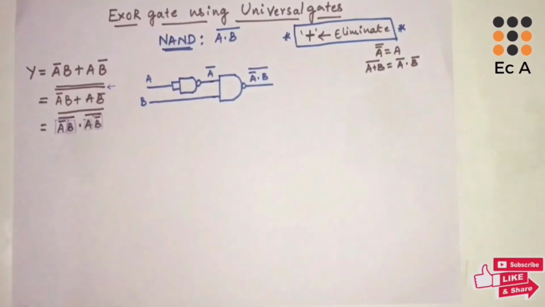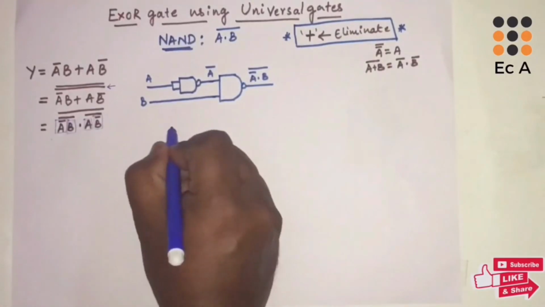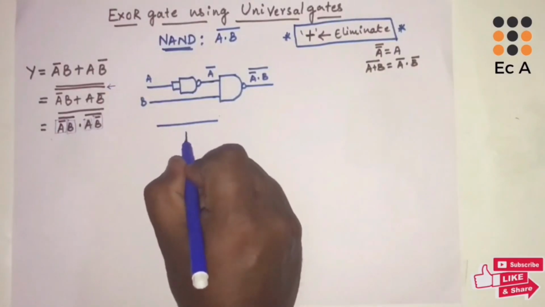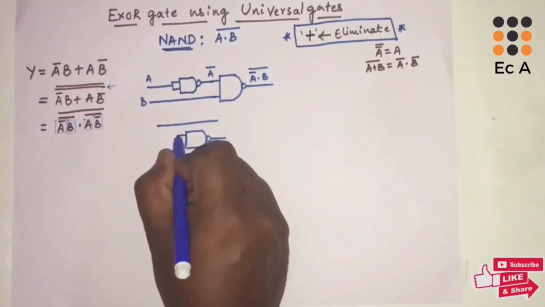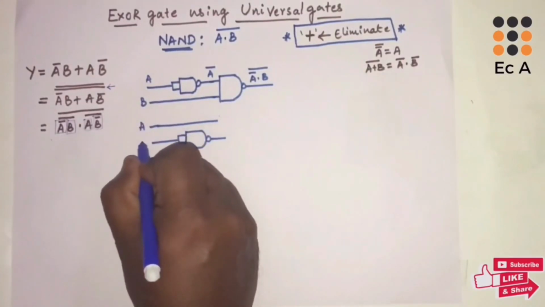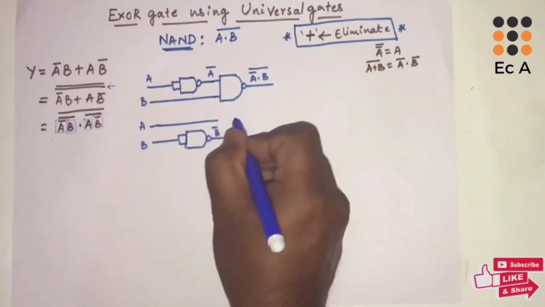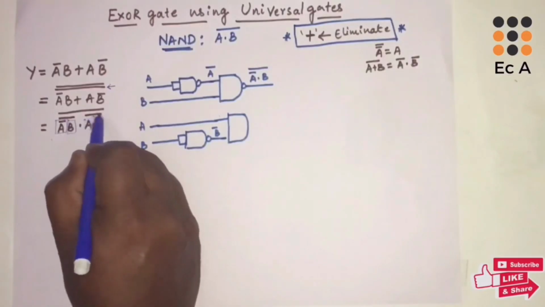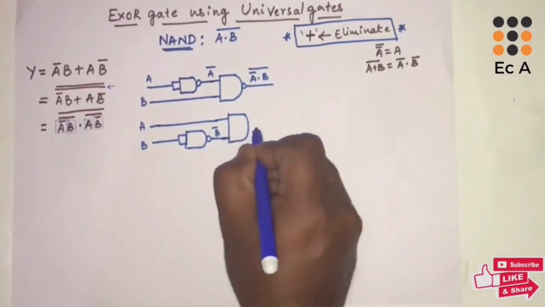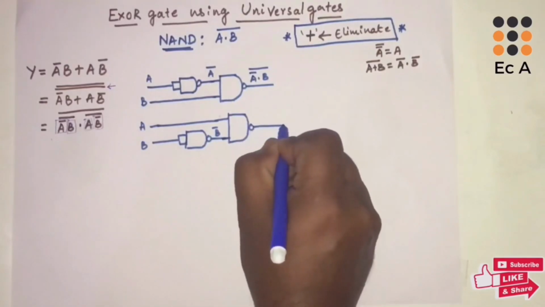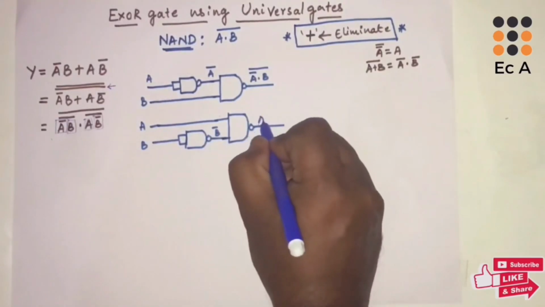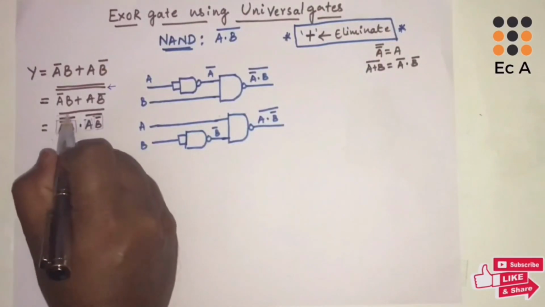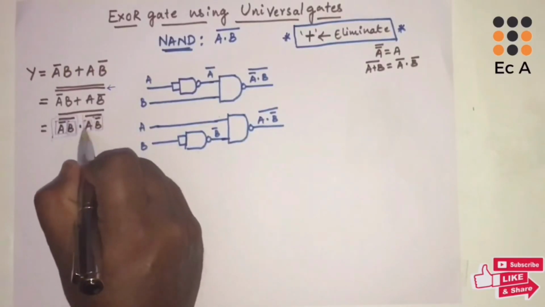Now let us implement the second term. We take a as it is, and for b we will use a NOT gate using NAND gate. The output of this NOT gate will be b bar. You can see a dot b whole bar is nothing but a NAND operation, so let us connect it to a NAND gate. The output of this will be a dot b bar whole bar. Now we have this entire term and this entire term.